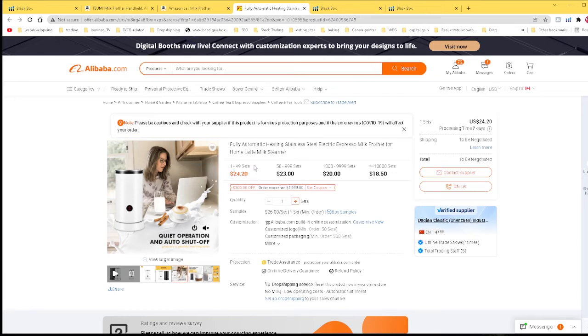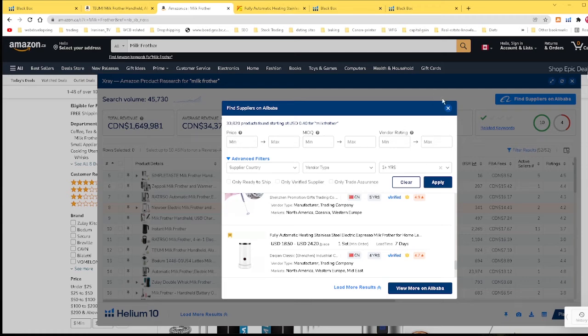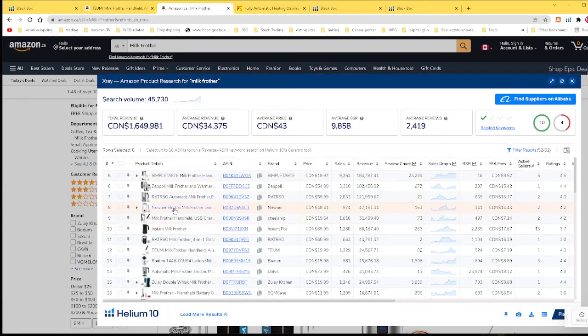I am suggesting to get maybe 50 of these to test the market, or 50 to 100 to just see how it's gonna sell. Once you see the profit is good, it's selling well, you don't have many returns, or we have a good product, you can go for 1,000 or more, but then it's going to cost you $20,000 because of the higher ticket. So assuming this is 25 bucks or $24, let's say $24.20. Let's see how much money we can make by doing that.